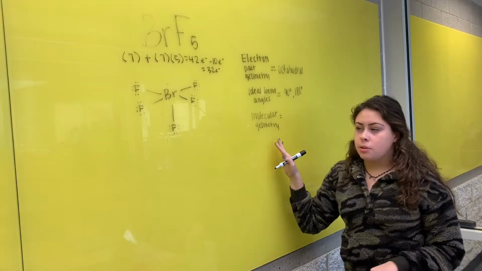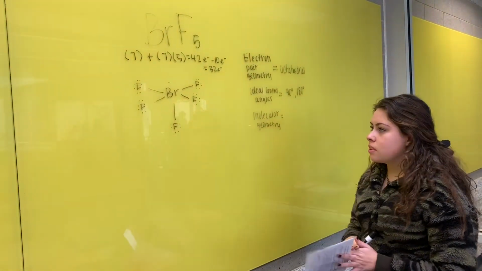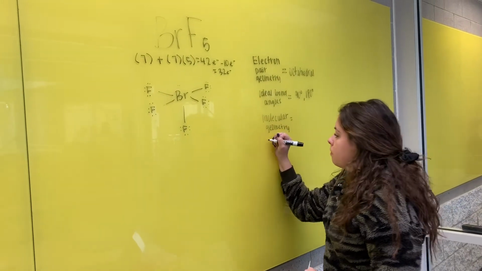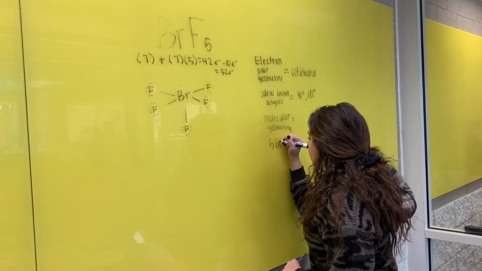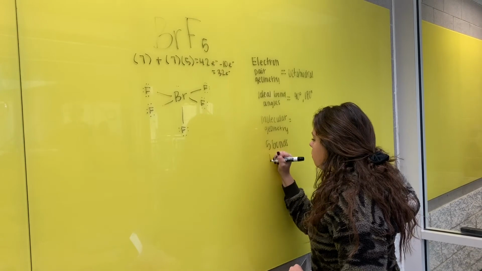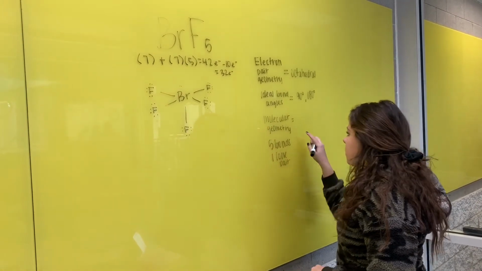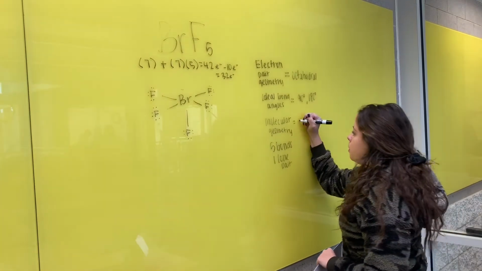However, when you're looking at the molecular geometry, you have to look at the bonds and the lone pairs. So since it's bonded, there are 5 bonds and 1 lone pair. That makes it square pyramidal.